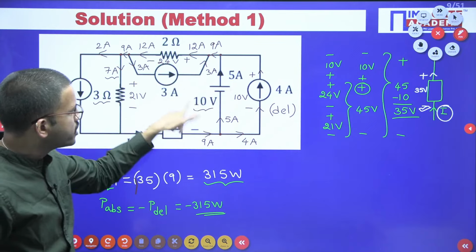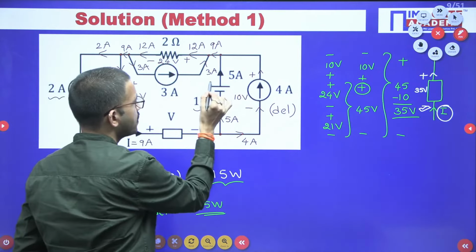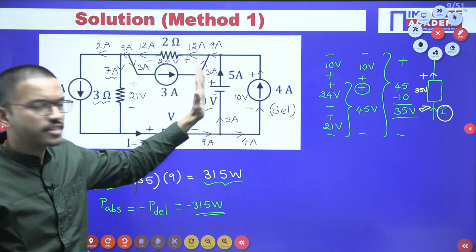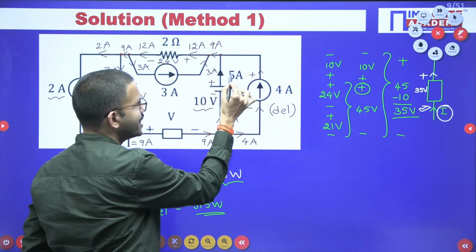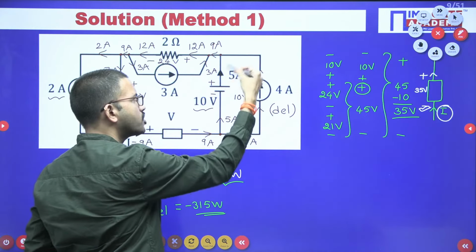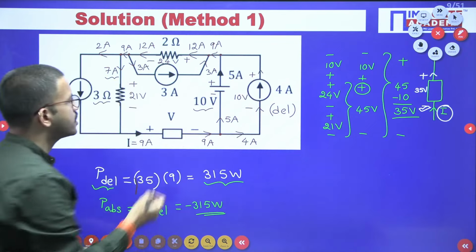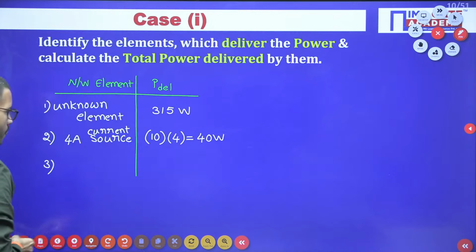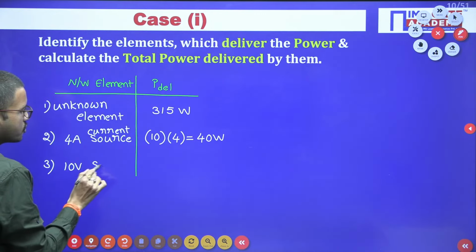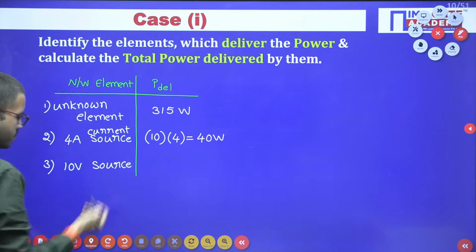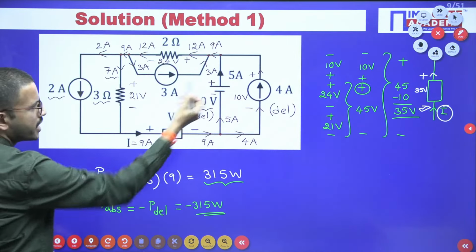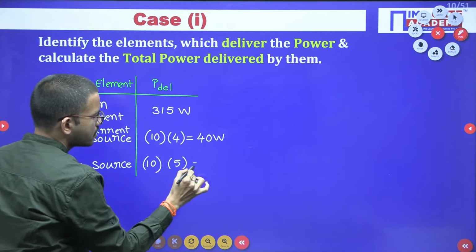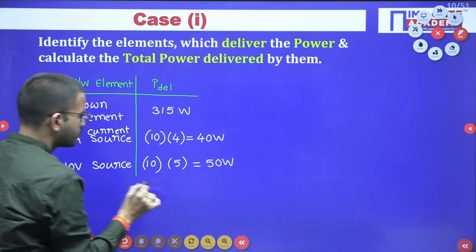Similarly, now let us consider this voltage source, 10 volts. The voltage polarities are the same, plus minus, plus minus, and here the 5 ampere current is already given in the circuit. From the positive terminal, current is leaving, just like here. So it is a source, and this 10 volt source is also delivering the power. Here voltage is 10, current is 5, 10 into 5, that is 50 watts.